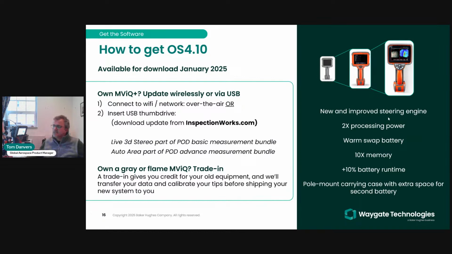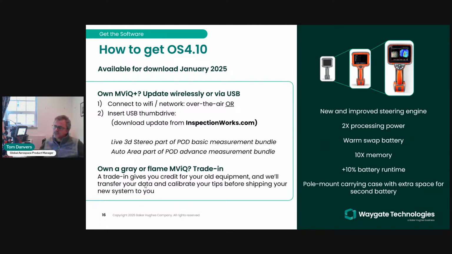And even the probe, it's not just the software and the computer on the device, but the probe itself associated with the new MVIQ Plus. It's a lot more precise in its steering. It's a lot more capable, and it lasts a lot longer than it has done in the past. So our steering engine, as we like to call it, has been significantly improved, as well as the computer itself.